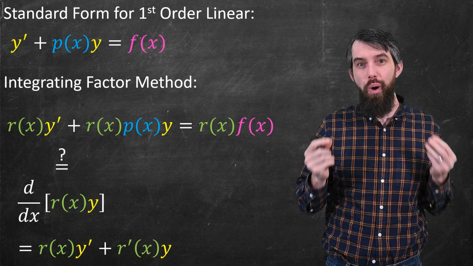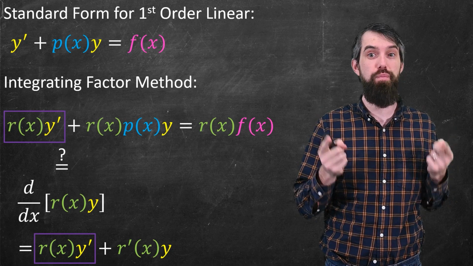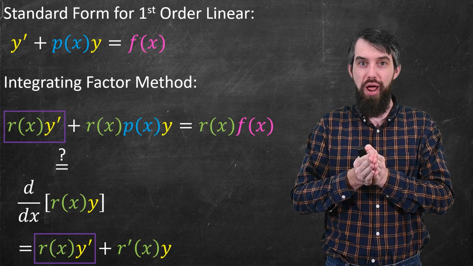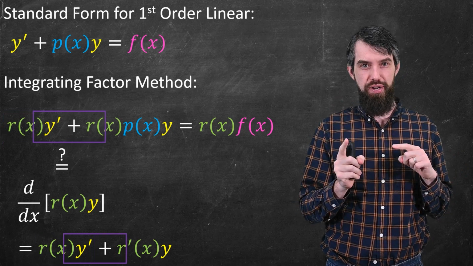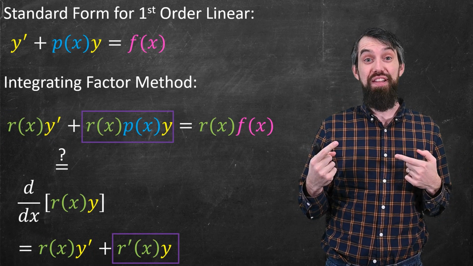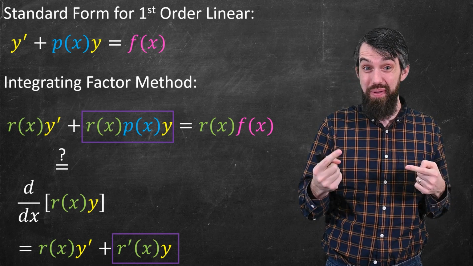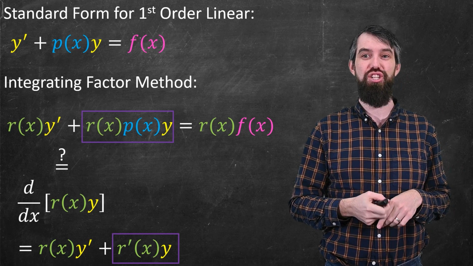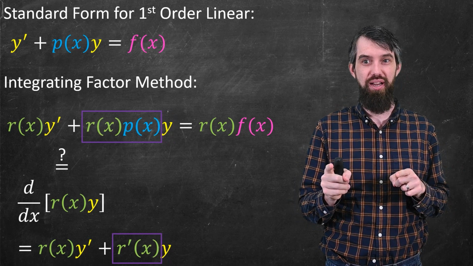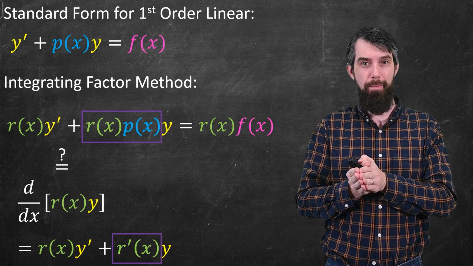Now, if I compare what I want to what we have, there's a first term that's identical for both of them, the r times the y prime. That's the same. Okay, looking pretty good. But the second term is quite different. In what I have, it's r times p times y. What I want it to be is r prime times y. At least there's a y in both, so I could just get rid of the y in my comparison. It's saying r times p would have to be equal to r prime.